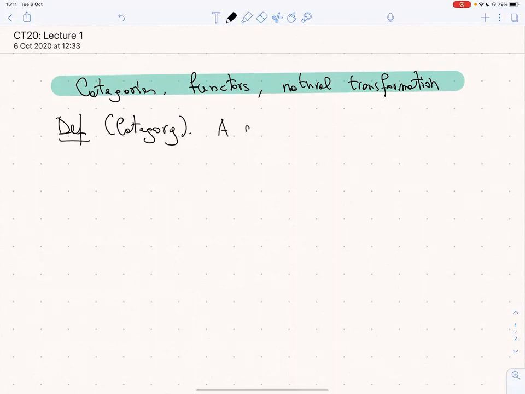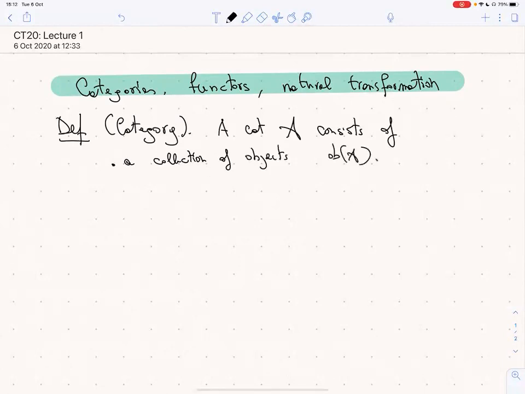So, definition of category. A category A consists of the following data. So first, we have a collection of objects that some people call ob-A, even though, let's be honest about this, we will always call it A. So we will use an abuse of notation all the time, and we will just call it A.